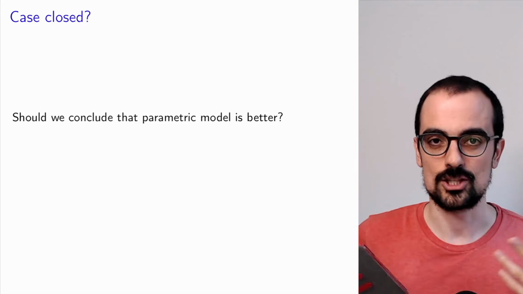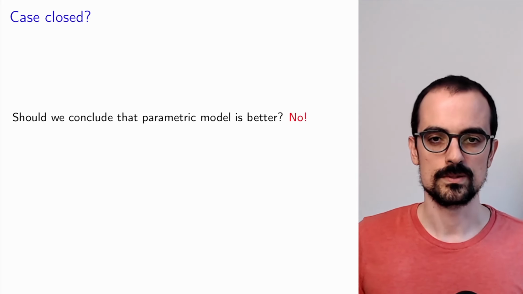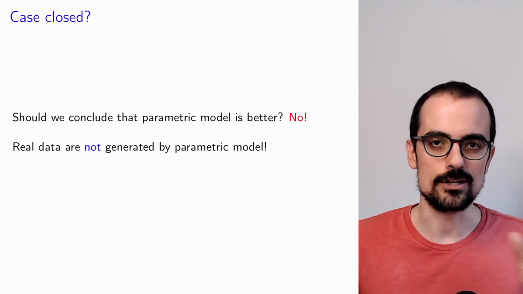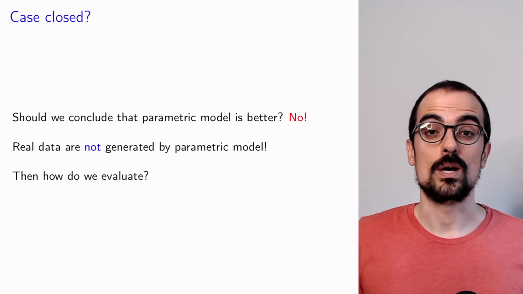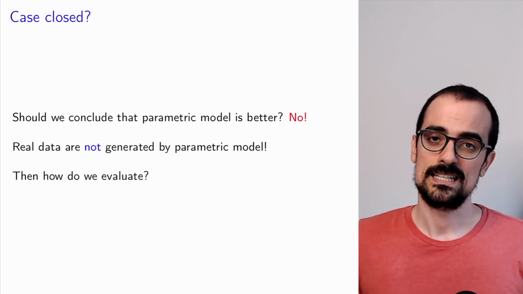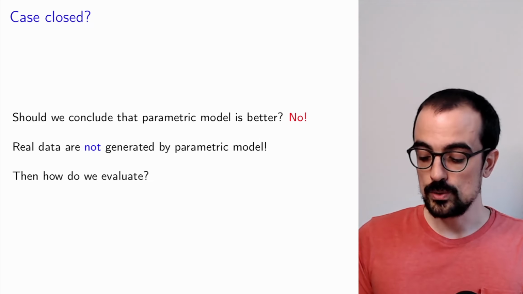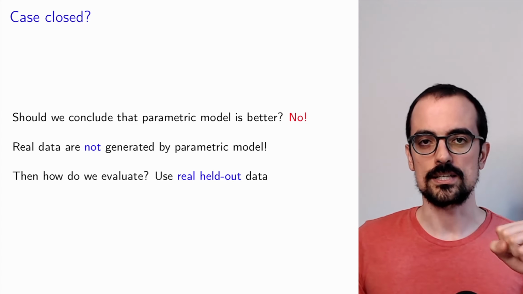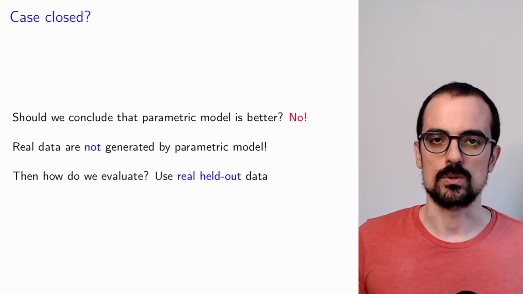But still, it's not a fair comparison. The real data are not generated by the parametric model, so we cannot evaluate the two models based on that assumption. All right, so what do we do? How do we evaluate? The answer is what you should do in practice if you're doing probabilistic modeling. You need to gather real held out data, which is the data that you want your model to do well on. And that's exactly what you need to do.